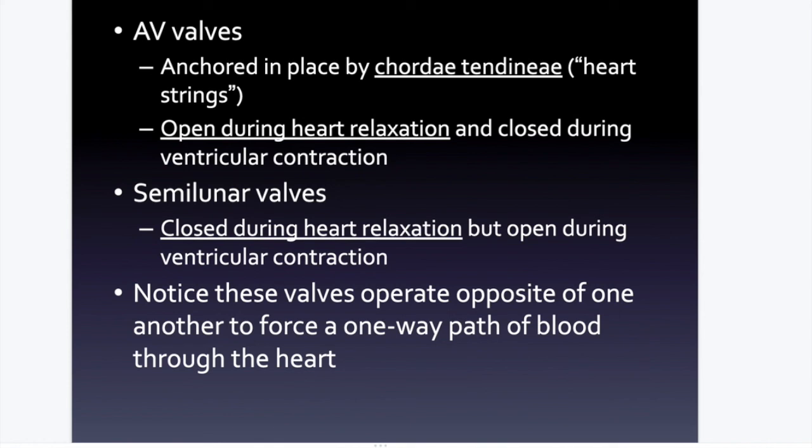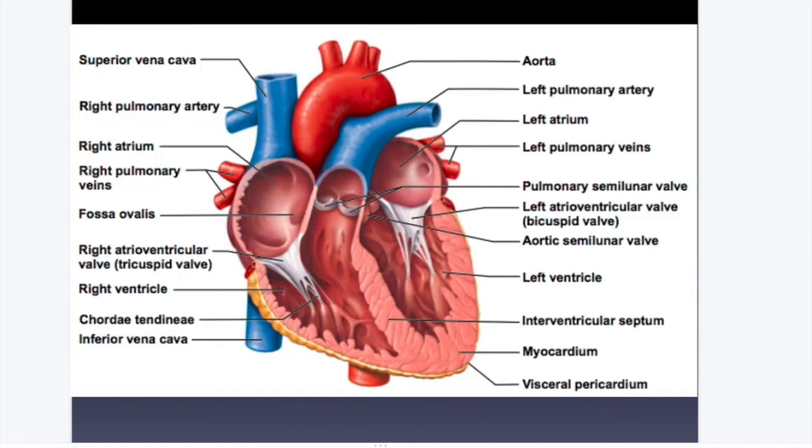The AV valves, or the tricuspid and bicuspid valves, are anchored in place by what we call chordae tendineae, which are referred to as your heartstrings. Let me go back really quick so we can see their structures. So here we have, again, chordae tendineae. You can see them here as well as here. Okay, they're attached to these little muscles that stick out here. We call those papillary muscles, but that's not labeled on the diagram.